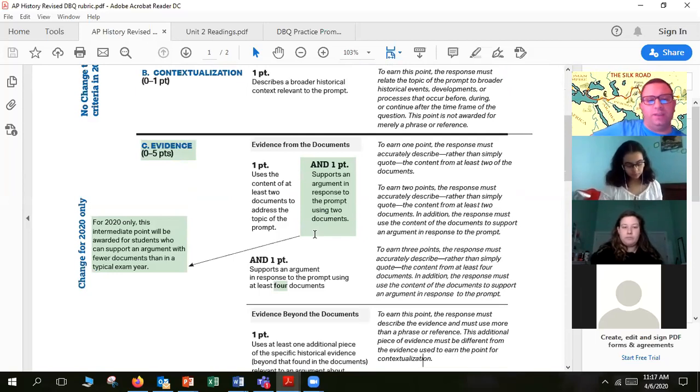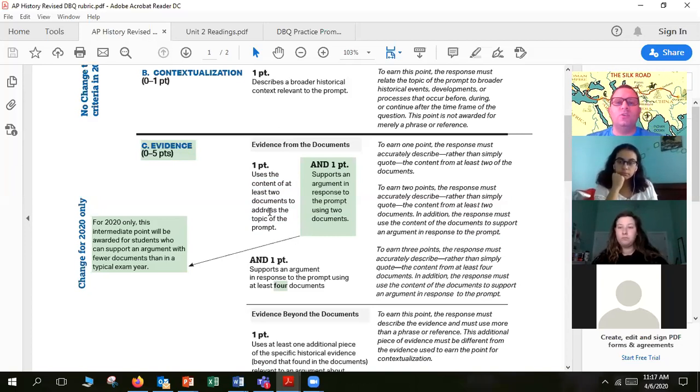to 5 points. And this is where I think it's really easy for you to earn points, because you can earn 1 point if you use the content of 2 of the 5 documents to address the prompt. So if you use 2 of the 5 documents, now that doesn't mean quote, that means describe what's in 2 of the 5 documents. You get a point for that.